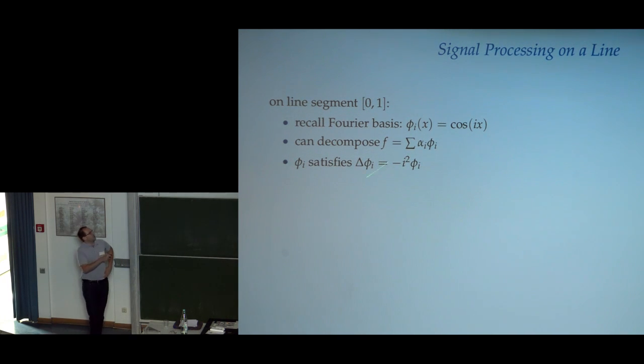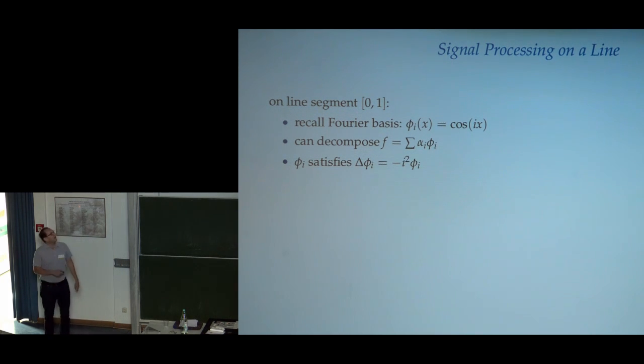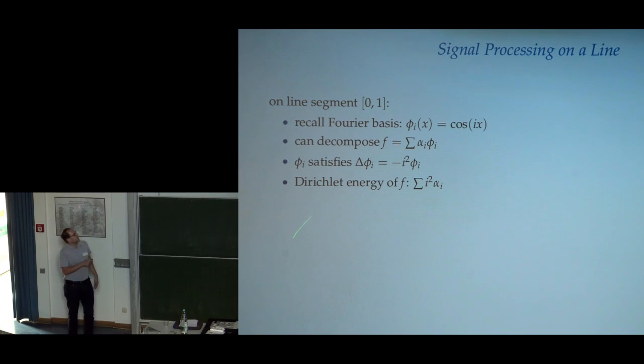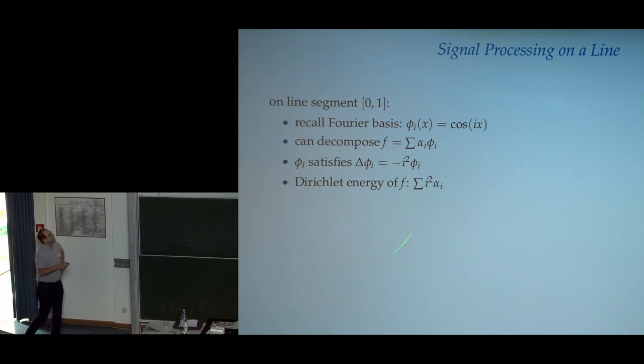So if I take one of these functions, I take the Laplacian. The Laplacian in 1D is just the second derivative. So I'm taking the second derivative of cosine of ix. I'm just going to get negative i squared times cosine of ix. Right? Okay, that means that the Dirichlet energy for these is just i squared.